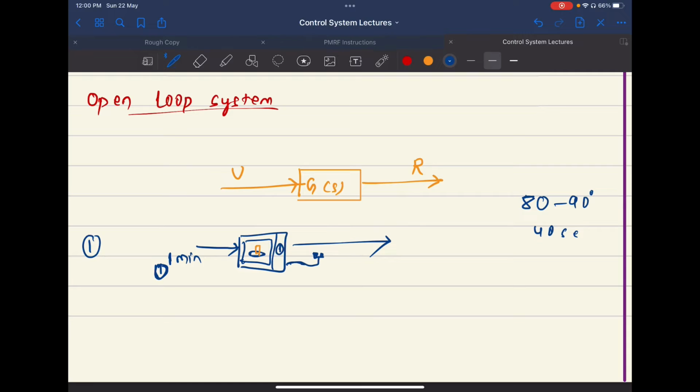Nowadays, what we do have is, if the temperature reaches a certain value, it automatically switches off. So that's called closed loop. We will discuss that later. So this is where we just set for 1 minute, and after 1 minute, whatever the output is, this is called an open loop system.